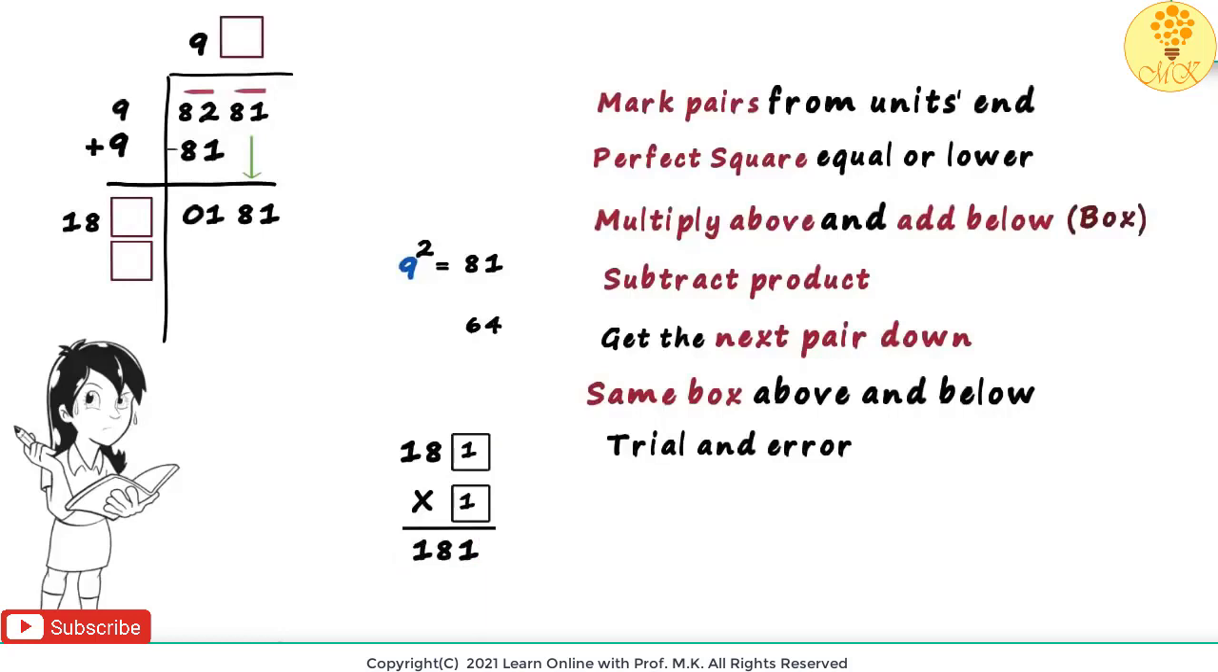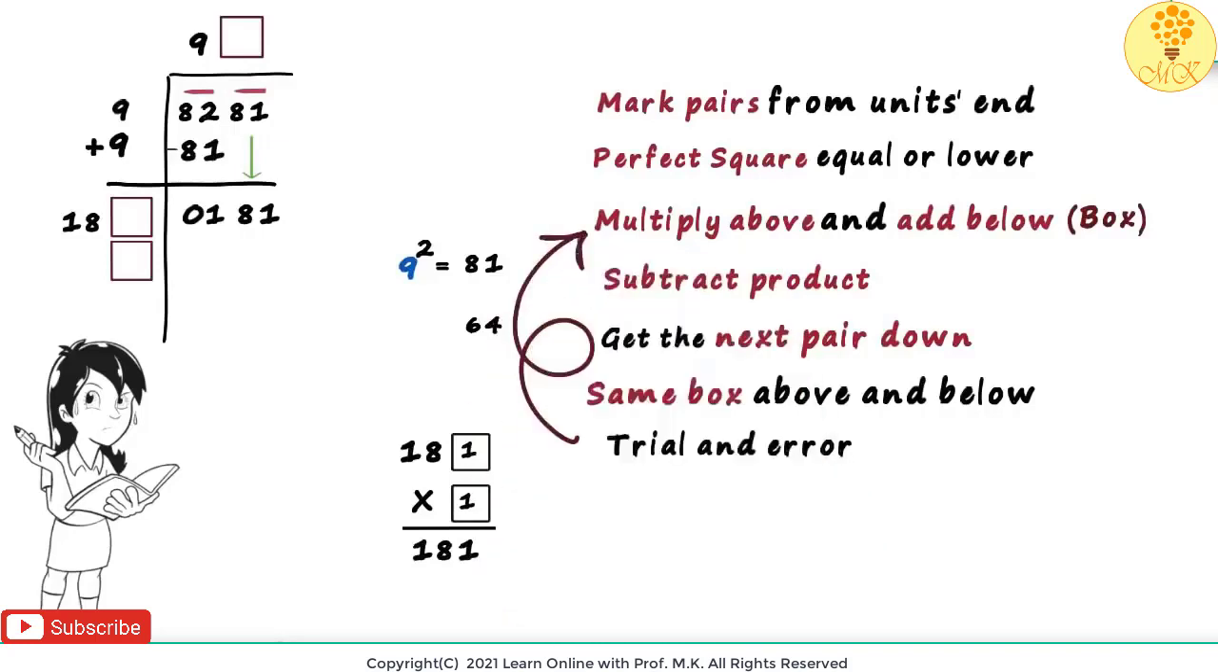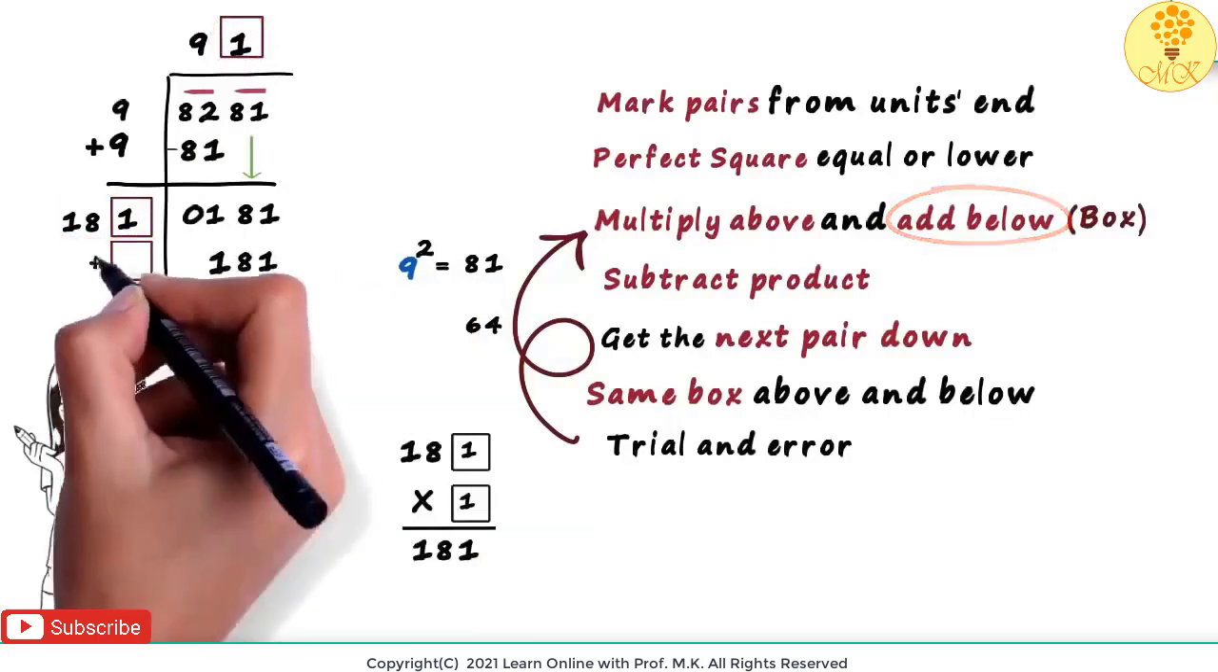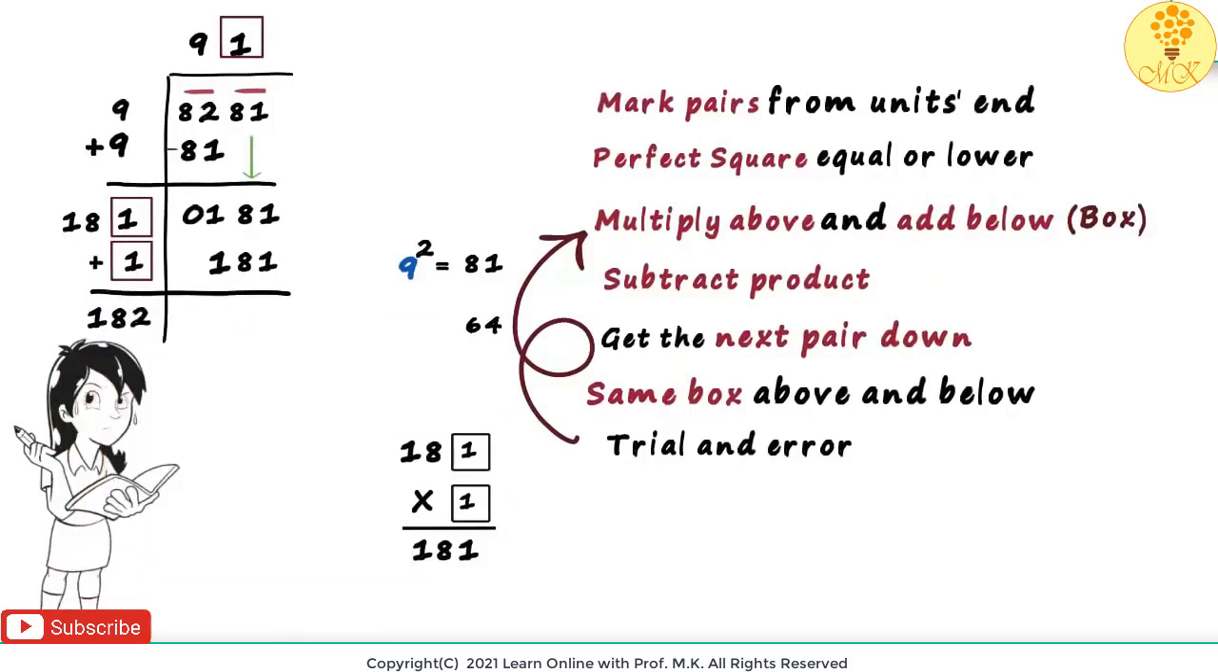After we find this digit, we go back to the third step and follow the same procedure. Multiply above. So we write a 1 and a 1 in these two boxes and get the product of 181 and 1 as 181. Then we add below. We add 1 to 181 and get 182. Then we subtract the product from the number above it. So we subtract 181 from 181 and get a 0.